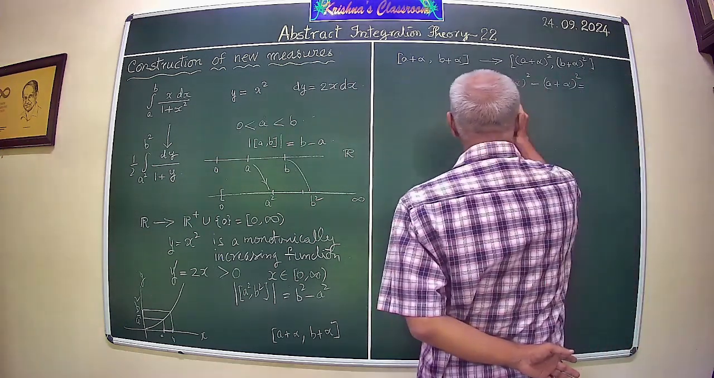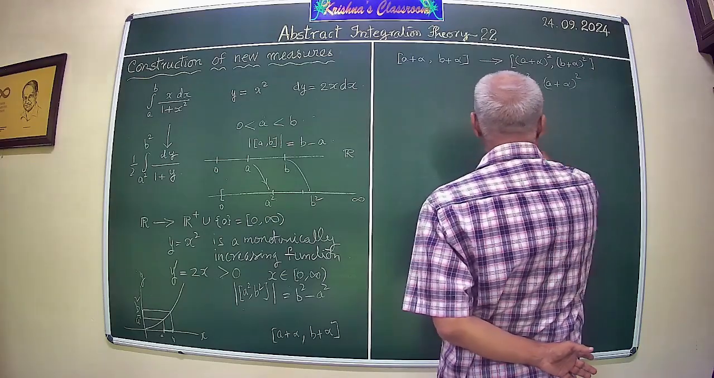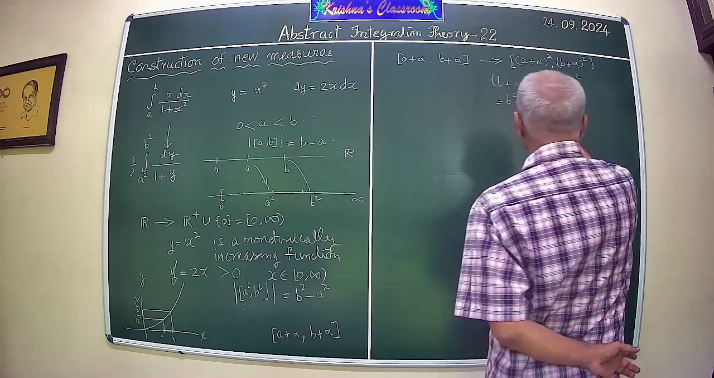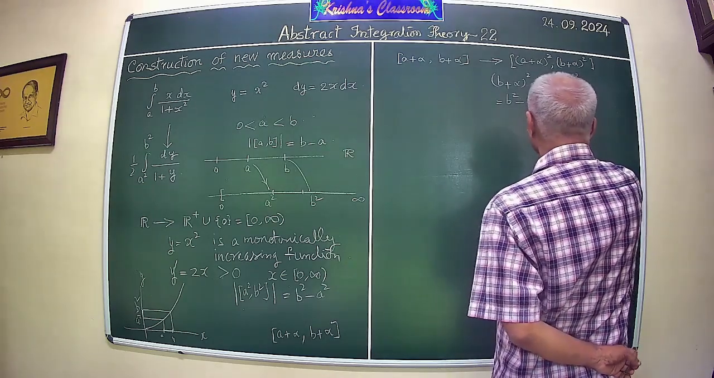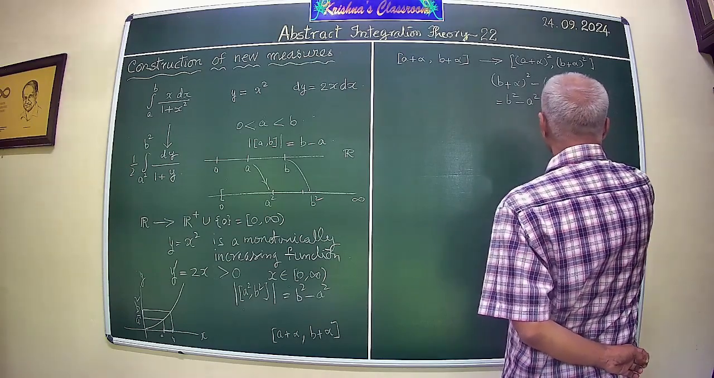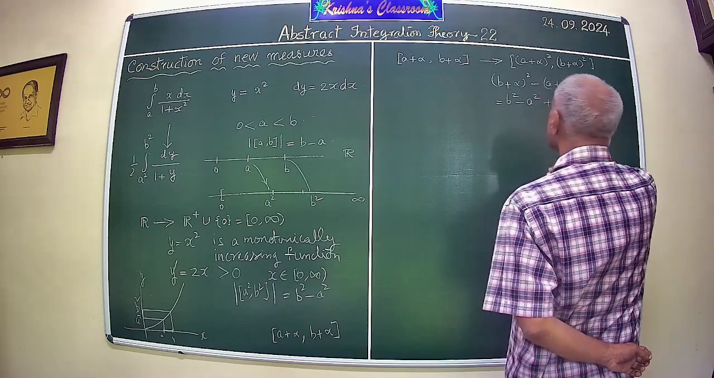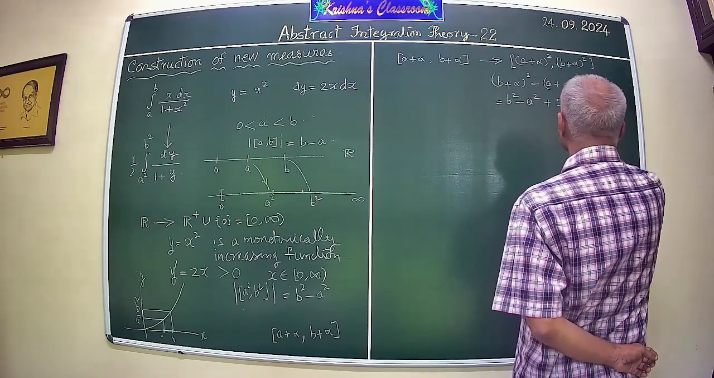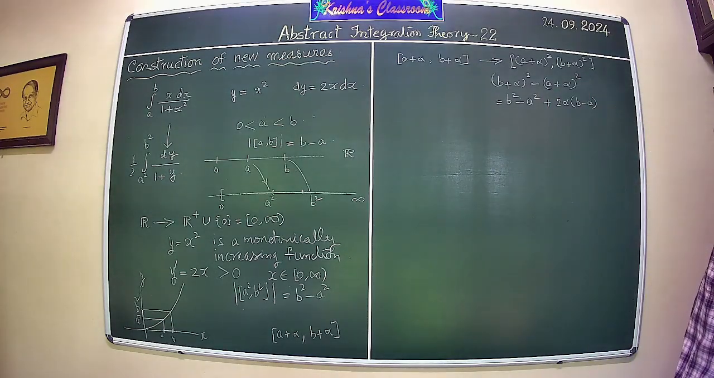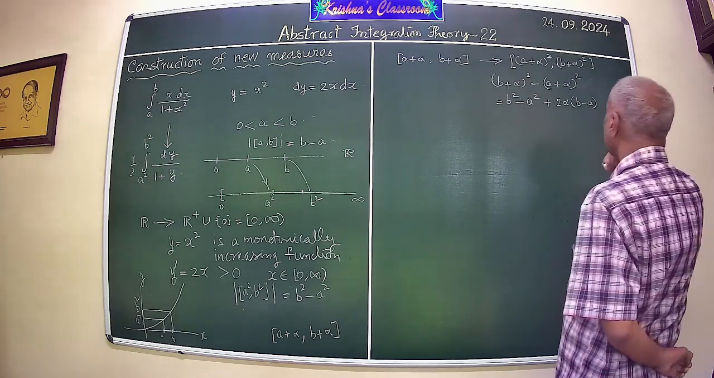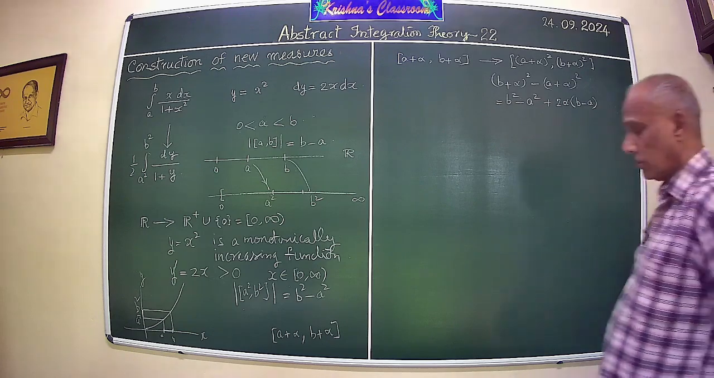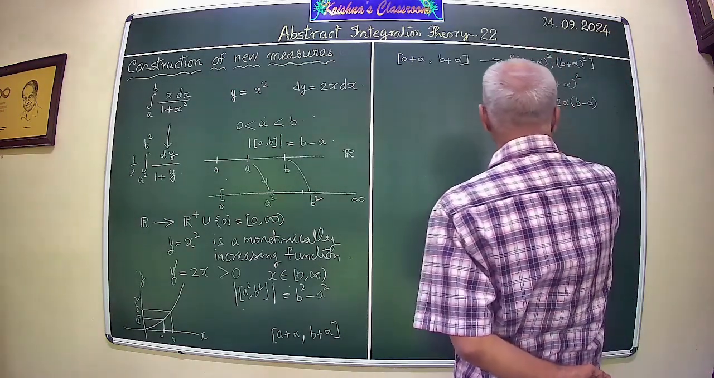This b square is equal to b square minus a square. Now 2 alpha b, plus 2 alpha, plus alpha square minus alpha square cancels out. Okay. So what happens? Alpha is positive.